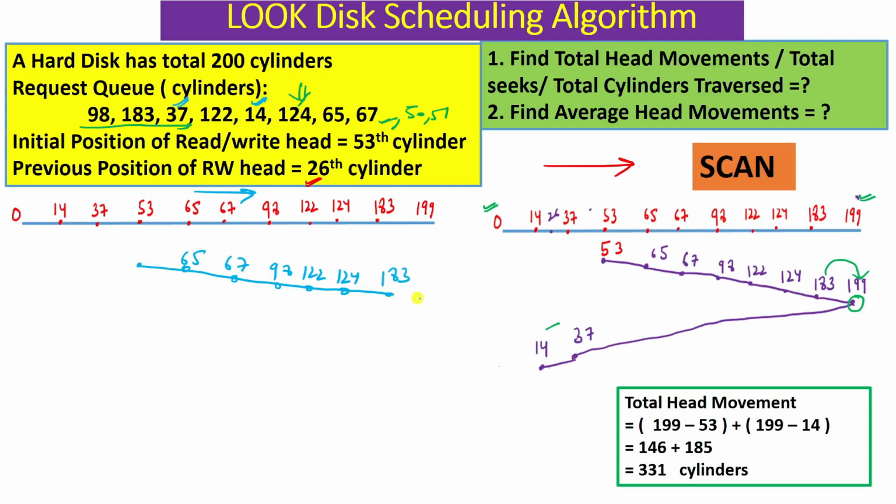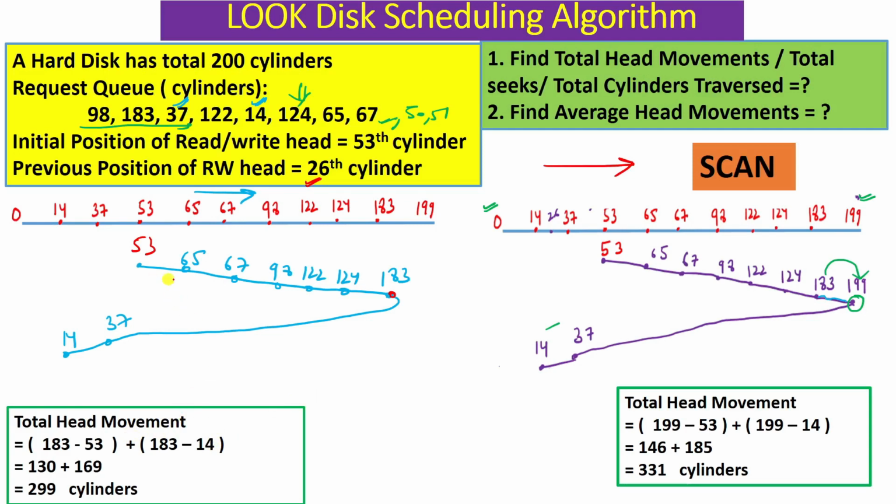So when 199 is not present, we will just reverse our direction. First complete 37, then 14, and after 14 all the requests are completed, so we'll stop here. So we do not go to 199 in the LOOK algorithm. From 199 to 183, whatever head movements there were, we have reduced those total head movements. So here you can see we will subtract 183 minus 53, plus 183 minus 14.